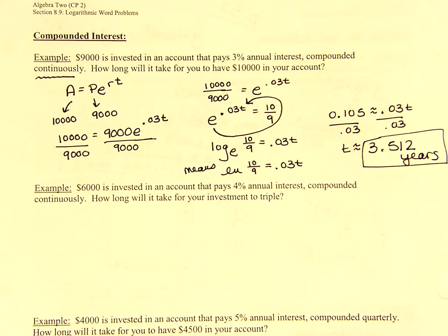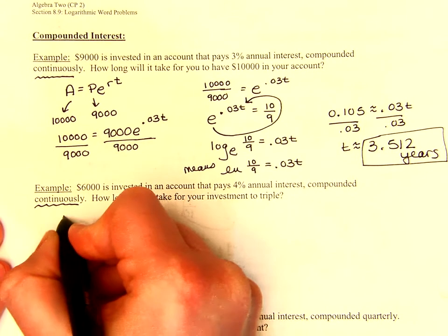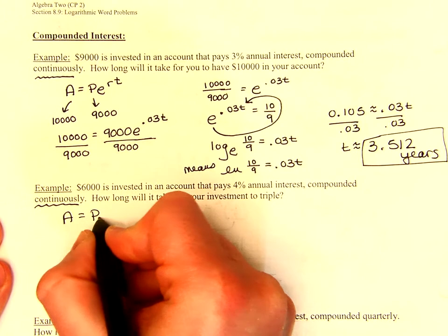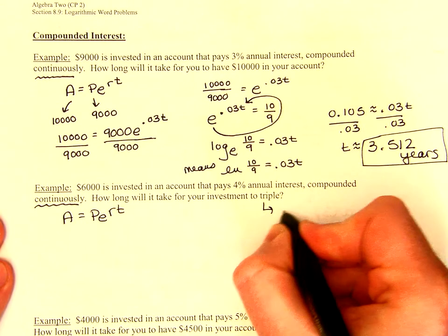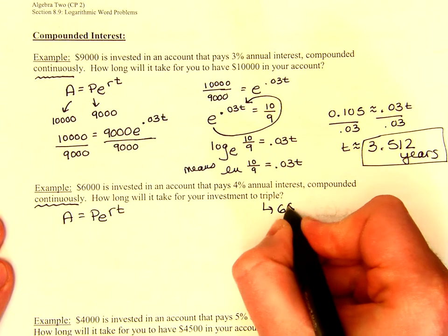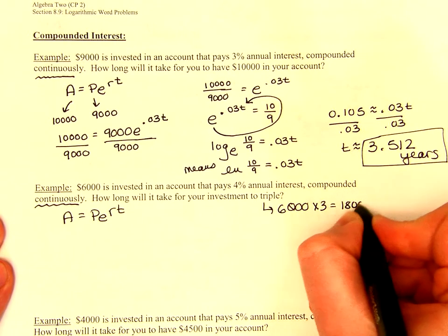Next, $6,000 is invested in an account, 4% annual interest, again compounded continuously, which tells me I'm using the PERT formula. How long will it take for your investment to triple? Well, if $6,000 is tripling, that means you're going to be left with 6,000 times 3, you're going to be left with 18,000.